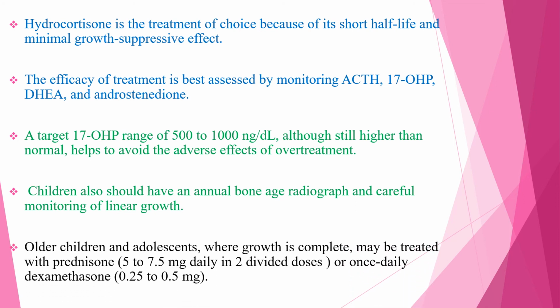Older children and adolescents whose growth is complete might be treated with prednisolone, 5 to 7.5 mg daily in 2 divided doses, or once daily dexamethasone 0.25 to 0.5 mg, because prednisolone and dexamethasone cause more growth suppression than hydrocortisone. Hydrocortisone is more preferred because of its minimal growth suppressive effect compared to other corticosteroids. But after growth is completed, we can give prednisolone and dexamethasone.